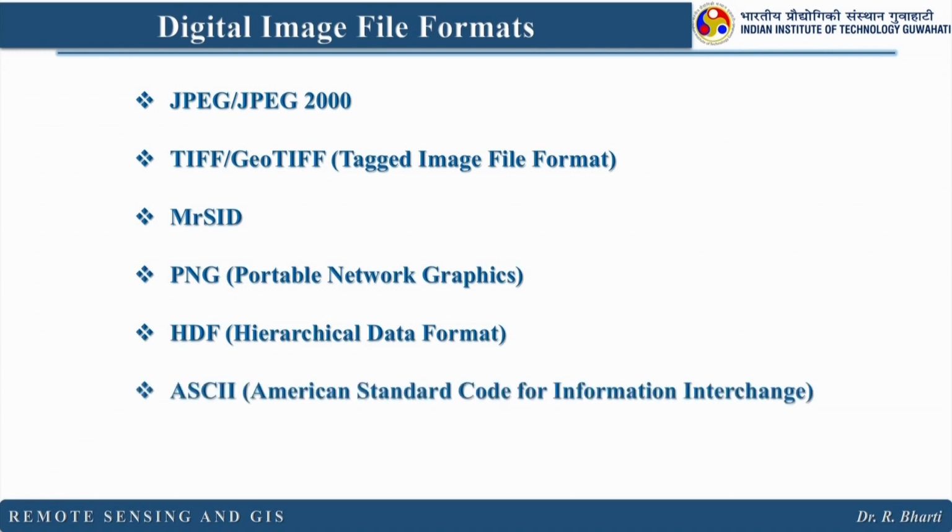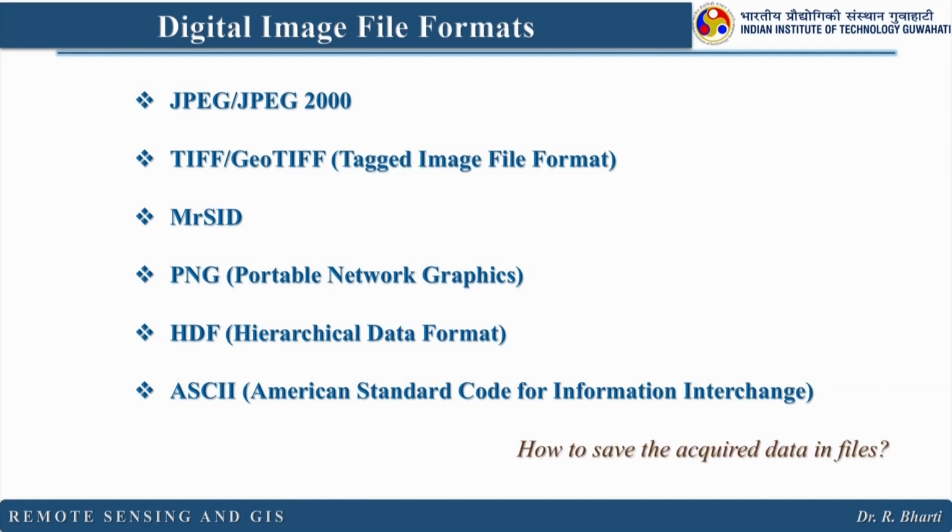Remember, ASCII is also a file format in which you can save your image, but here the visualization will be only in number form. You can save all your digital numbers, DN values, acquired by your sensor, and then subsequently you can import this in MATLAB or C or maybe other remote sensing software, and you can always see your images.